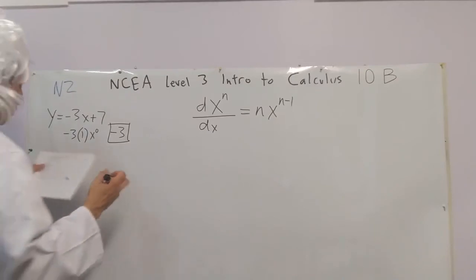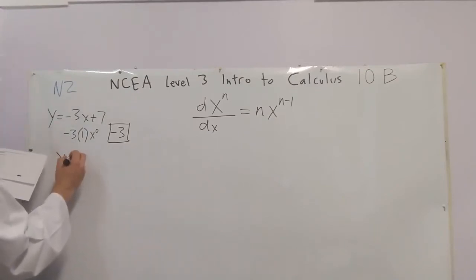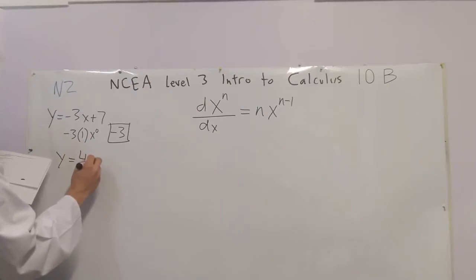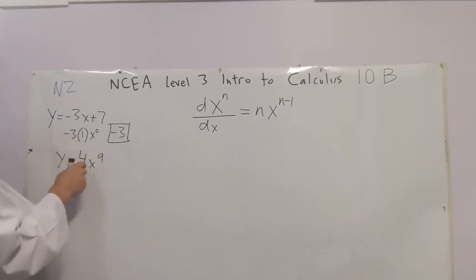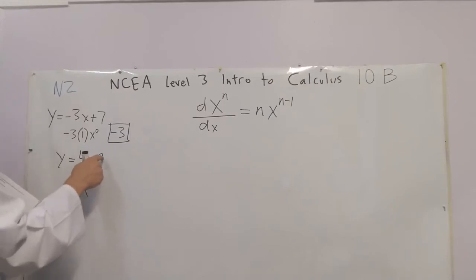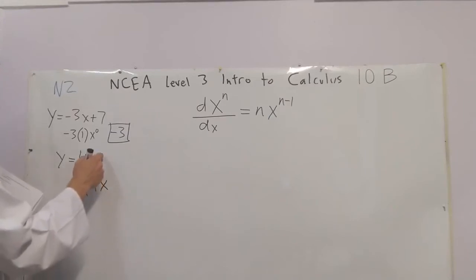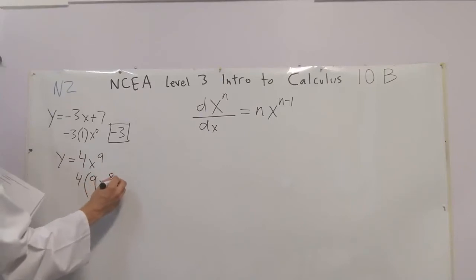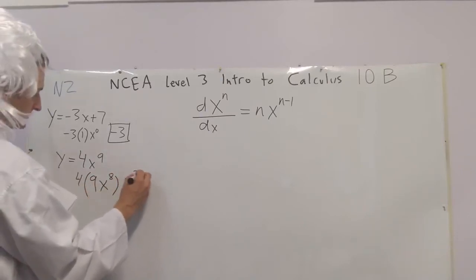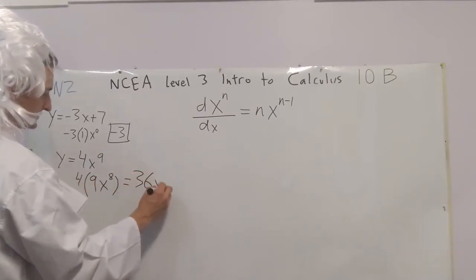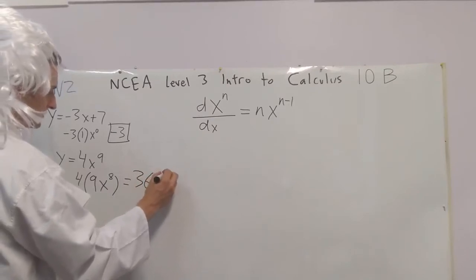Part B, y equals 4x to the 9. So we'll separate this 4 for the moment. This 9 comes out in front, x. This 9 becomes an 8. So this becomes 36x to the power of 8.